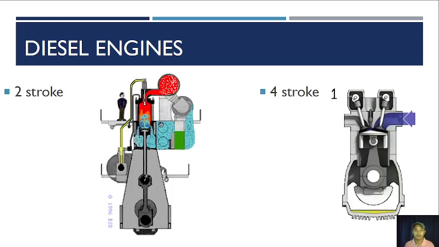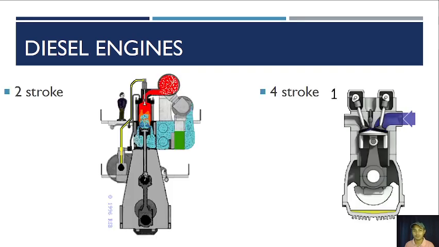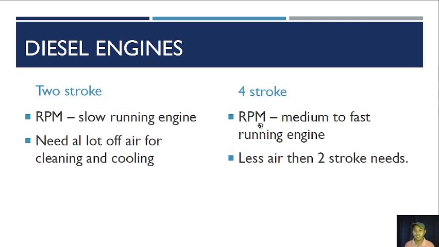Okay, for this is the 2-stroke and the 4-stroke diesel engine. For 2-stroke, RPM is a slow running engine and needs a lot of air for cleaning and cooling. So this is used for the 2-stroke engine. While for the 4-stroke engine, its RPM is medium to fast running. It uses less air than the 2-stroke needs. It uses less air because it has better cooling, because it rotates twice to complete the 4 events.